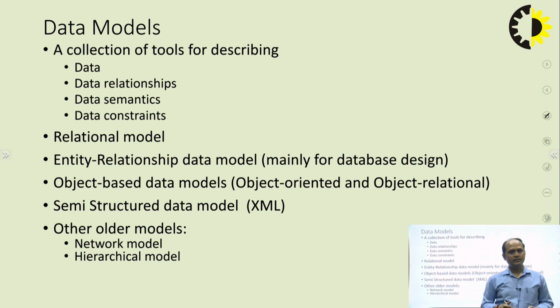In this lecture, we have already discussed what is data, what is a database, what is a DBMS, what is a file system, and what are the drawbacks of the file system. Then we can discuss the database architectures, and after that we can design some models. What is a model? In data models, a collection of tools for describing the data relationship, data semantics, and data constraints.